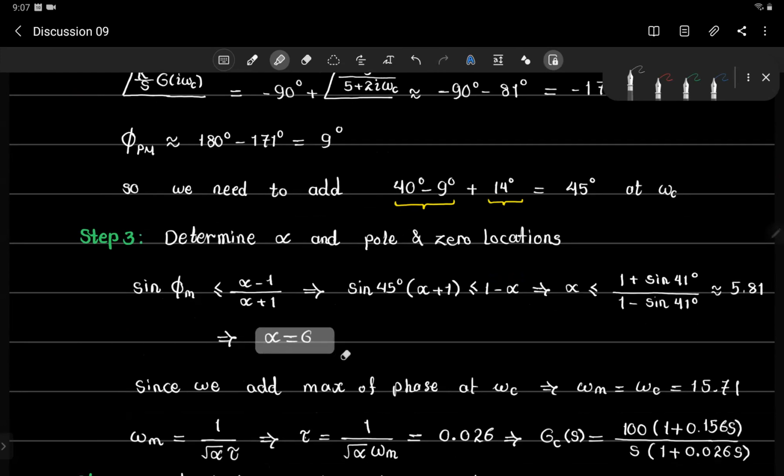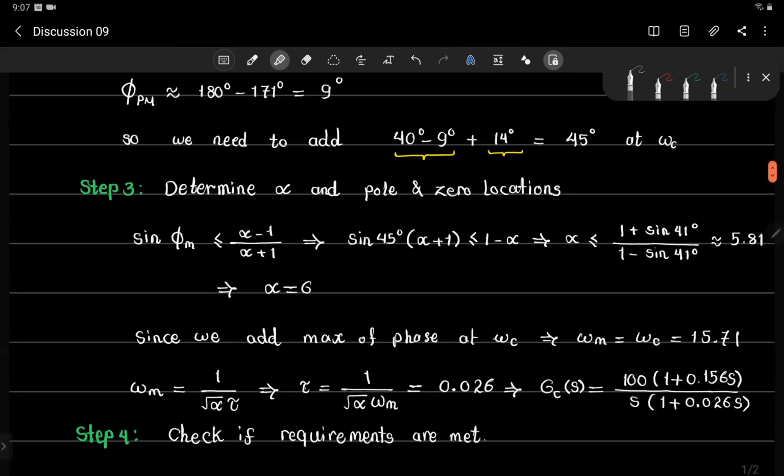Because we add the maximum phase at omega equal to omega c, we are going to set the geometric mean of the pole and the zero to be equal to omega c, so that we add the maximum phase at omega c by adding the lead compensator. So we set omega m to be equal to 15.71.